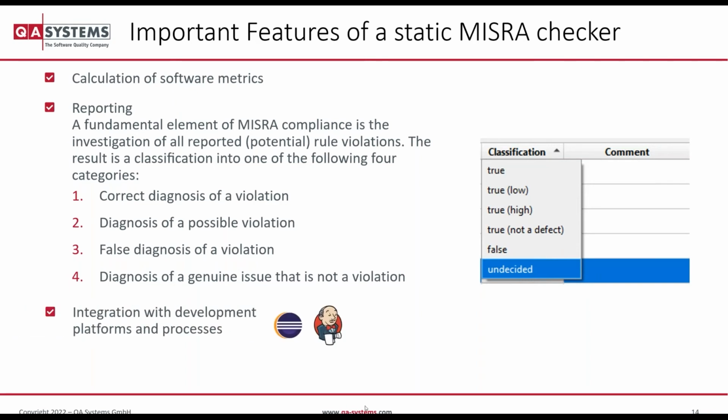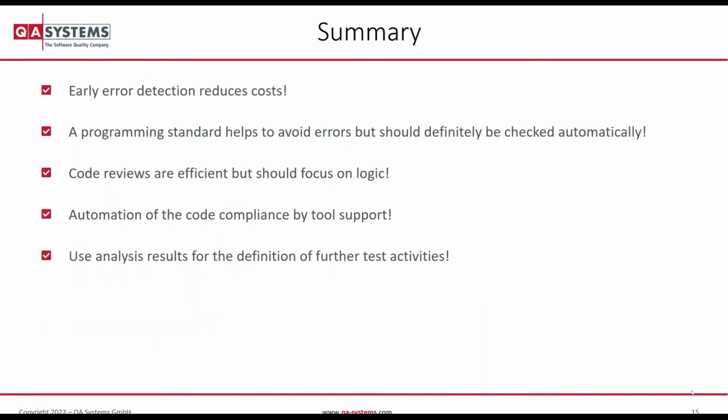At the end, quite important is of course an integration with your development platforms and processes that makes the usage also fast and easy for the developer. And last but not least, the rule set needs to be customizable, because sometimes, for example with auto-generated code, you can run with a different rule set compared to code that is manually written. So these are some ideas of what you should look for in a MISRA checker.